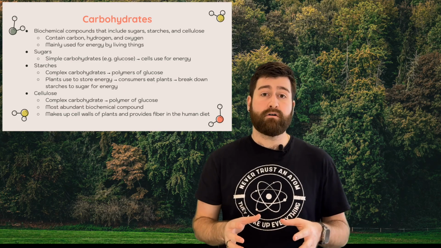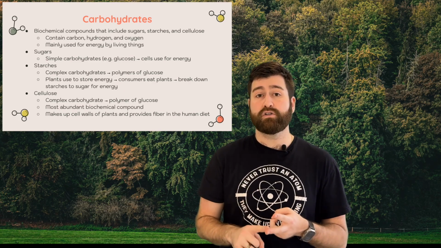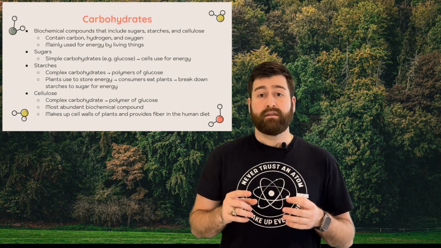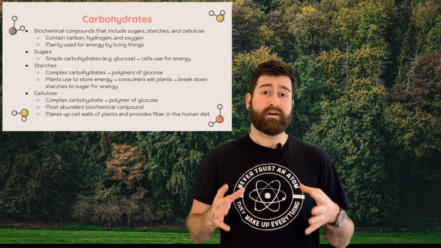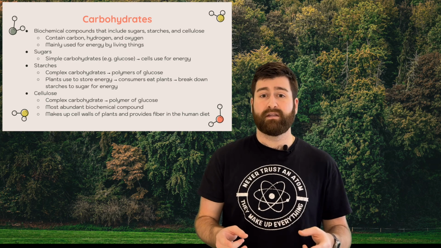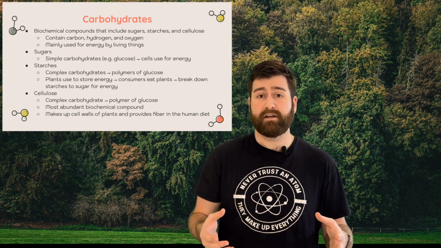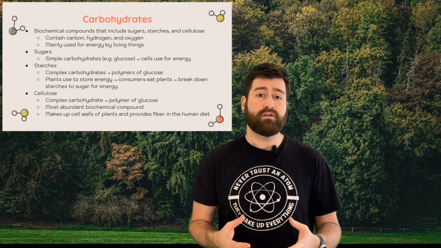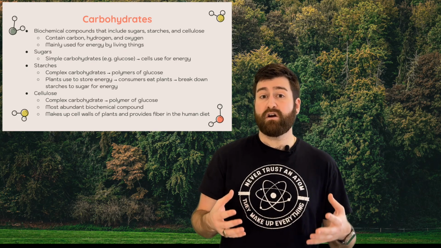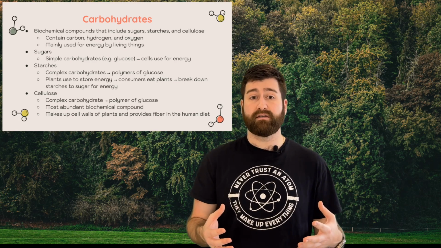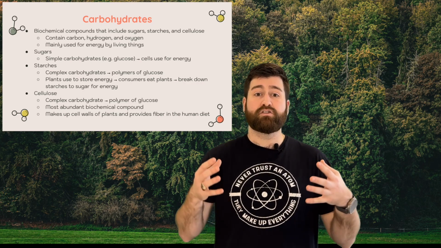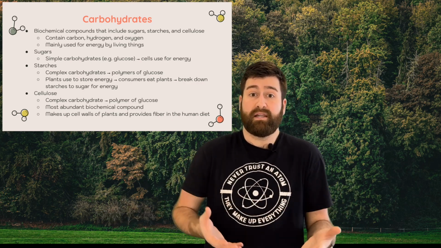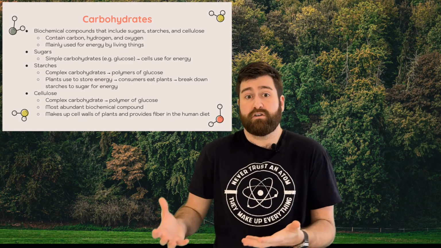Carbohydrates are biochemical compounds that include sugars, starches, and cellulose. These contain carbon, hydrogen, and oxygen, and they're mainly used for energy by living things. Simple carbohydrates like glucose are what our cells use for energy. Starches are complex carbohydrates like polymers of glucose, and plants use these to store energy. The consumers eat the plants. We break down starches to sugar for energy.